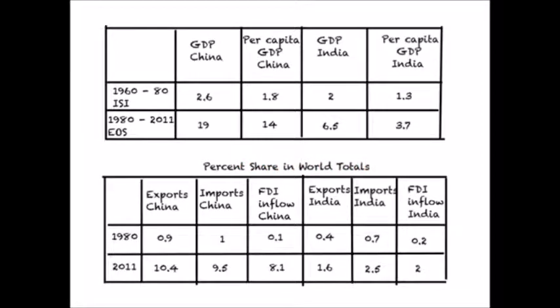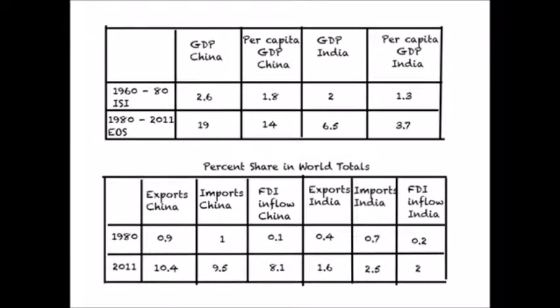And look at the numbers with respect to percent share in world totals. In 1980, exports of China were 0.9% of the world total. In 2011, they were 10.4%. Imports of China in 1980, 1%. In 2011, 9.5%. Foreign direct investment inflow into China, 0.1% in 1980 and 8.1% in 2011.